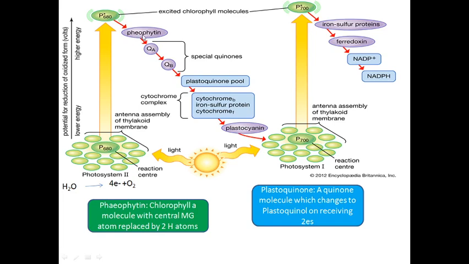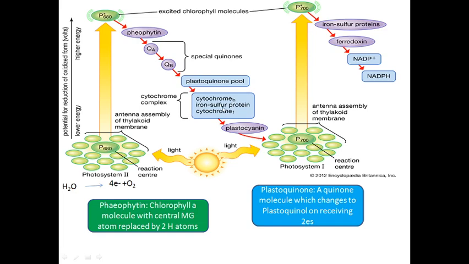And as a result, this pheophytin passes the electrons to the plastoquinone. What is plastoquinone? It is a quinone molecule. Quinone, what do you mean? It's a ring shaped structure, and upon receiving the electrons, it changes to plastoquinol. Fine, it produces plastoquinol, and these plastoquinone molecules pass the electrons to the cytochrome b6 iron sulfur protein complex.